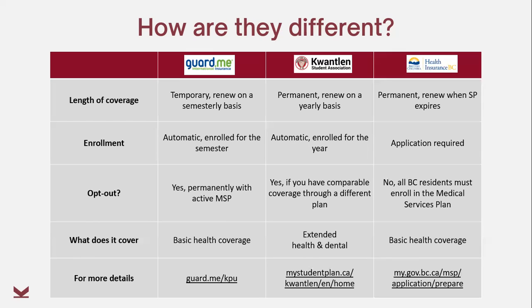And what does it cover? It's very simple. GuardMe and MSP are both basic health coverages, and the KSA plan is extended health and dental. Again, for more details, all the websites are on here, so you're welcome to take a screenshot of this. There are, of course, deadlines as well. For opt-out, it's usually within the first month after your semester starts. So if you are thinking of opting out, please make sure you check the website for deadlines, okay?